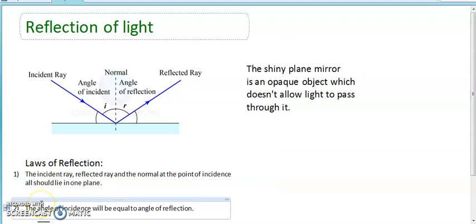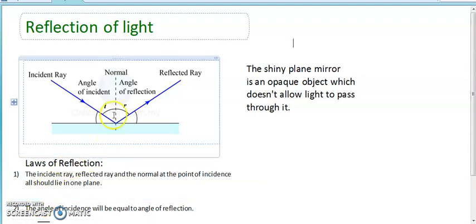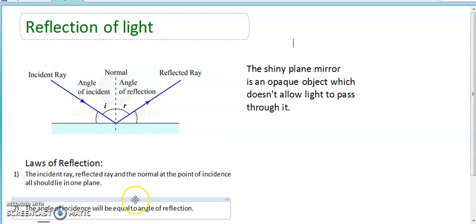What is the second law of reflection? The angle of incidence must be equal to the angle of reflection. This is the second law of reflection. Okay, so we got a clear idea about the reflection of light.